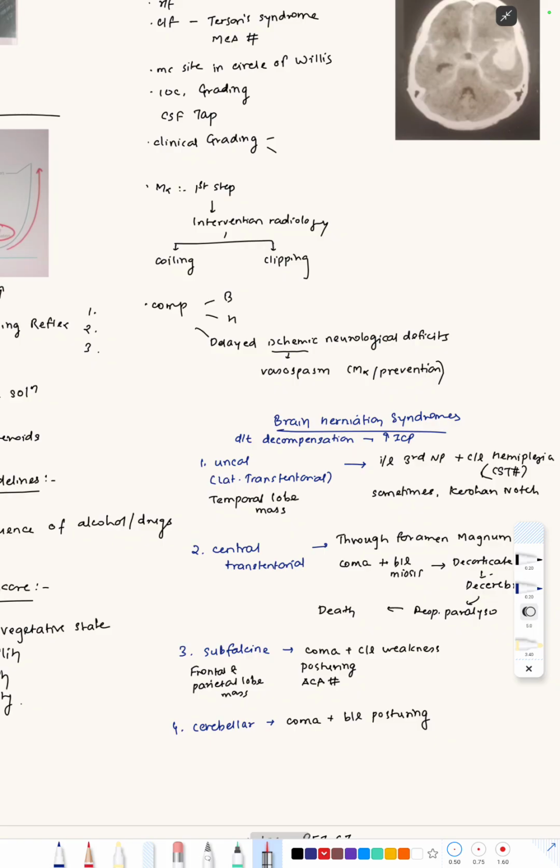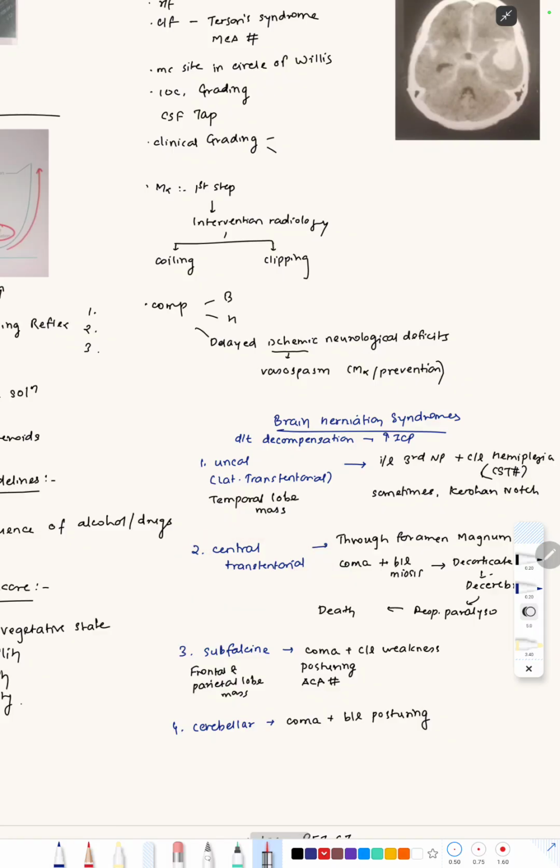So the first is uncal herniation, also called lateral transtentorial herniation, where a temporal lobe mass is seen. It presents with the clinical features of ipsilateral third nerve palsy and contralateral hemiplegia, that is Weber syndrome type of features. Along with that, sometimes Kernohan's notch phenomenon can be seen.